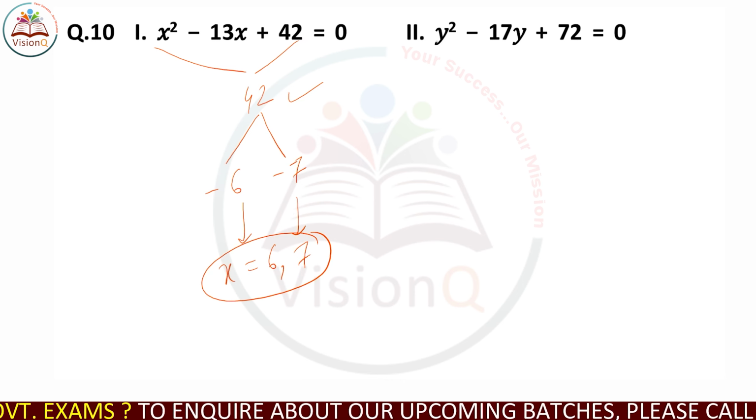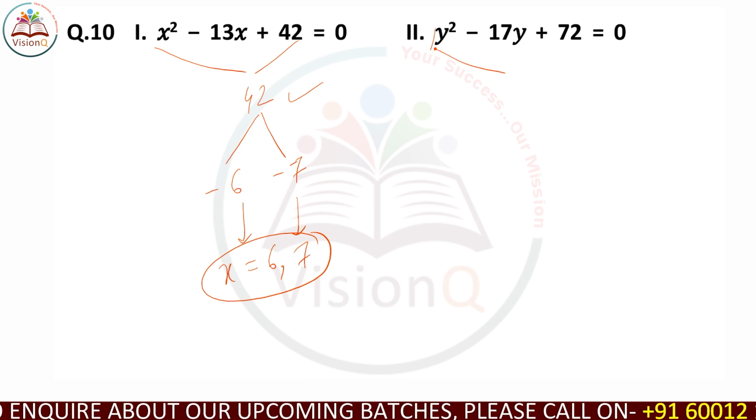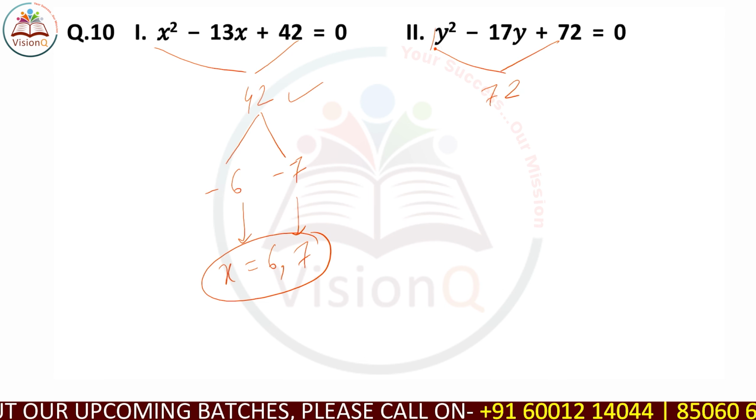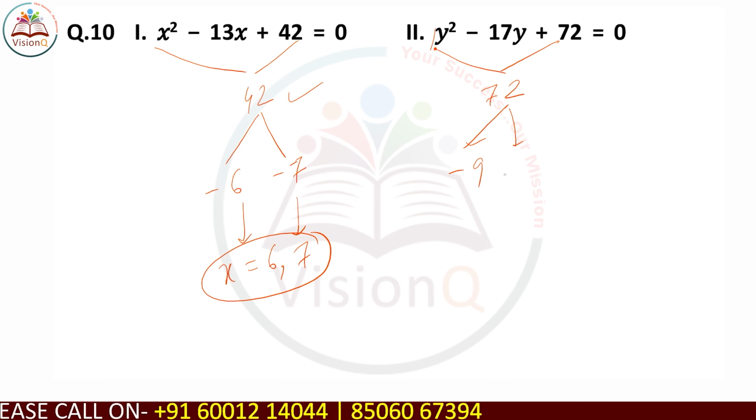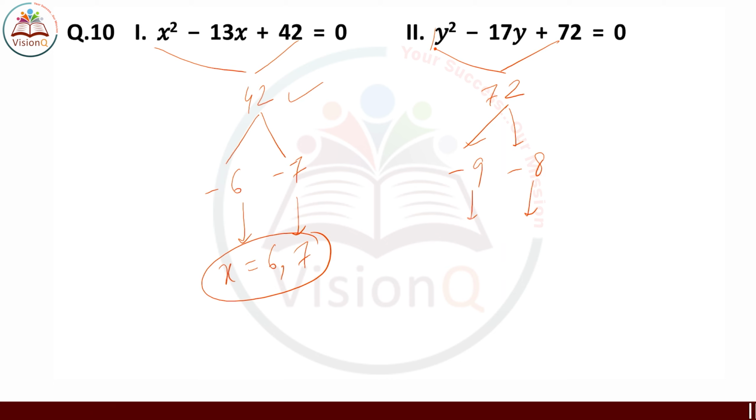In the next equation, if I multiply a and c, I get 72. In this case, I have to break it as minus 9 and minus 8. In the next step, divide both these numbers by a, that is 1, and change the sign. So, I will get the values of y as 9 and 8.